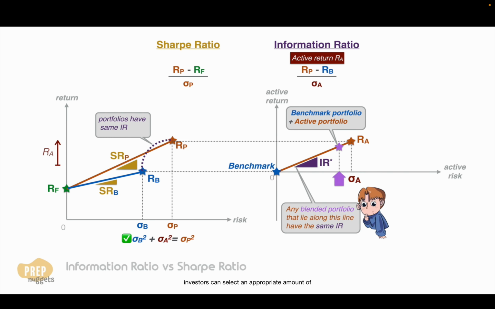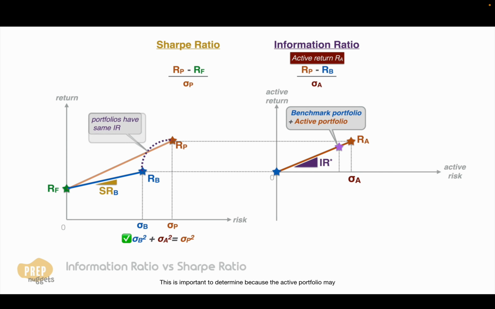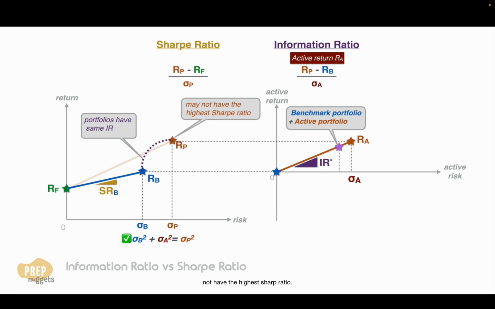Investors can select an appropriate amount of active risk by investing a portion of their assets in the active portfolio and the remaining portion in the benchmark. For example, if the active risk of a fund is 10%, an investor seeking to limit active risk to 8% can do so by investing 80% in the active portfolio and the remaining 20% in the benchmark portfolio. This is important to determine because the active portfolio may not have the highest Sharpe ratio.